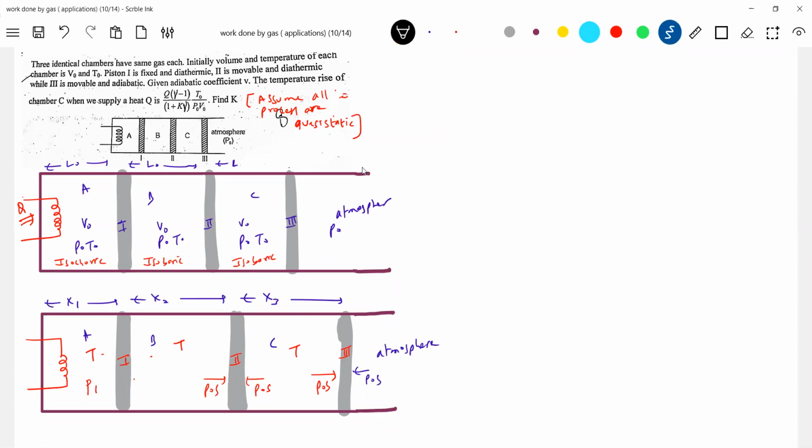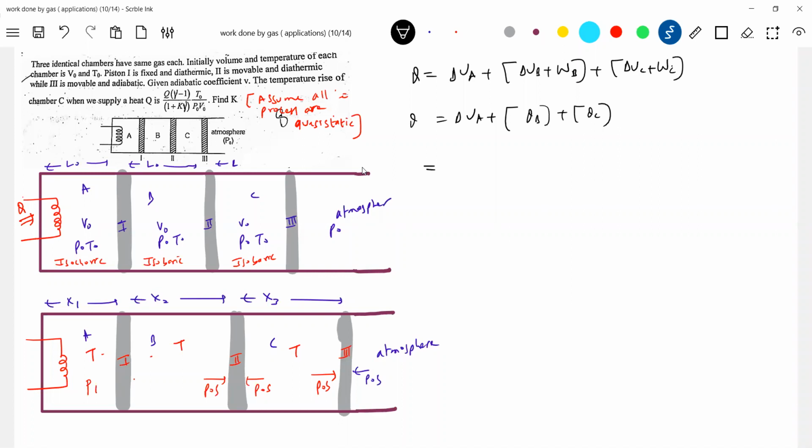The total heat supplied should be equal to delta UA plus delta UB plus work done in chamber B, plus delta UC plus work done in chamber C. So what is delta UB plus W? It should be equal to heat. This should be equal to QB, QC. What is delta UA?